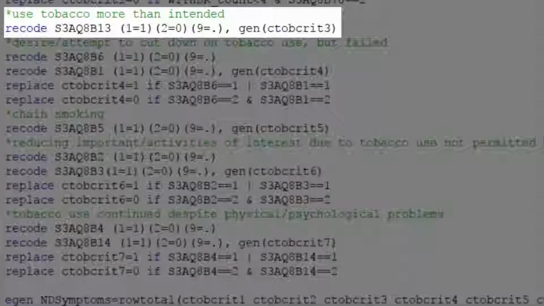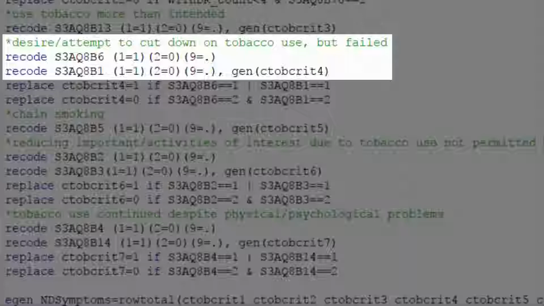For the variable asking if someone has used more tobacco than intended in the last 12 months, C to B crit 3 is assigned 1 if they answered yes, and 0 if they answered no. 9 answers were set to missing. Then we generate the C to B crit 3 variable.